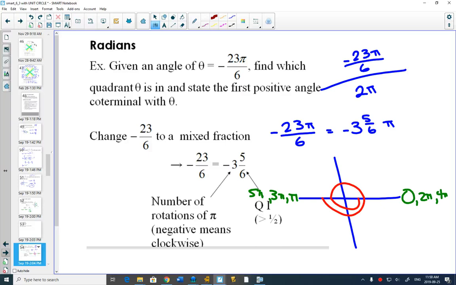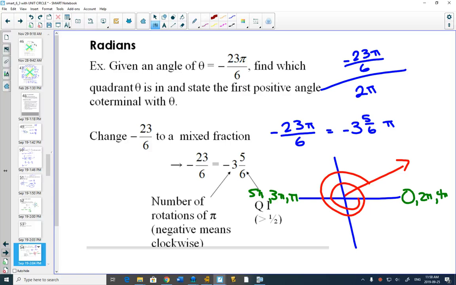So now I've gone negative 3. I need to go negative 3 and 5/6. 5/6 is more than half. So I need to go more than half, and I'm going to end in quadrant 1. Number of rotations of pi, negative 3, and then 5/6 is more than a half. That ends in quadrant 1.